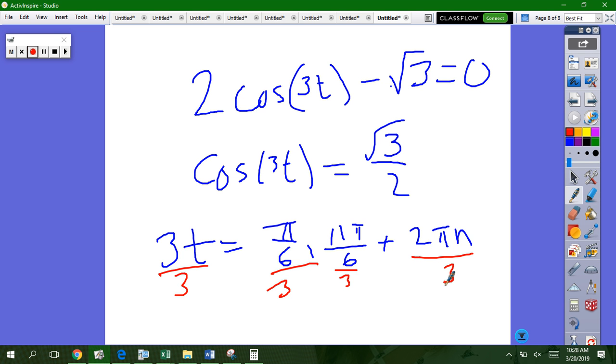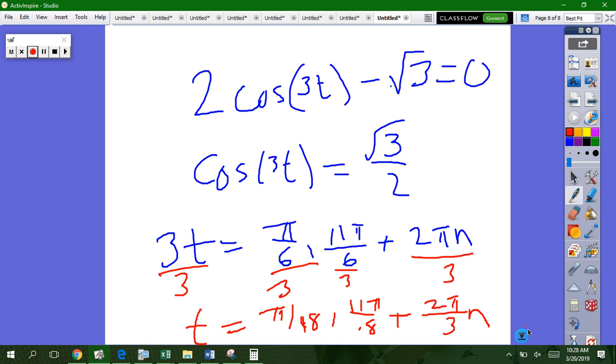I have to even do the period, and that makes sense because our period is no longer 2 pi, it's 2 pi thirds, isn't it? Hence it hits it every 2 pi thirds. Does that make sense? Because the period changes, right? So I have t equals pi 18ths, comma, 11 pi 18ths, plus 2 pi thirds n.